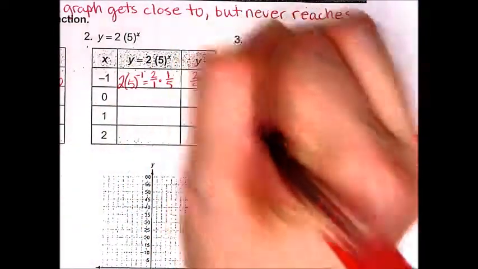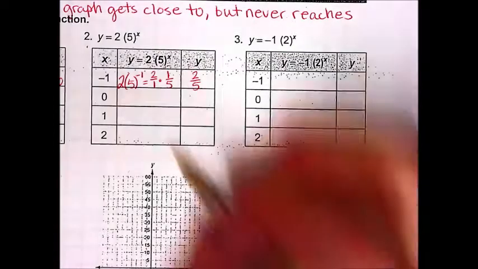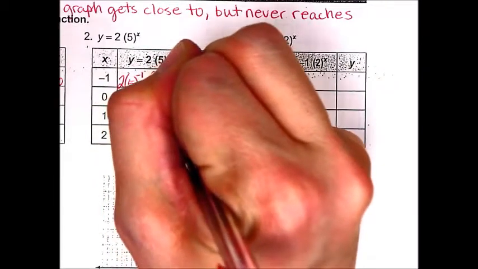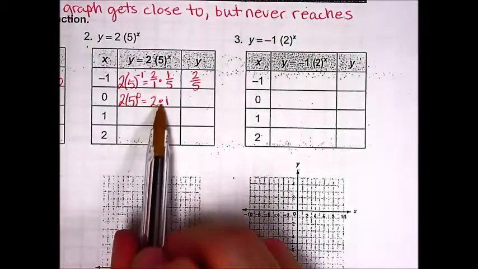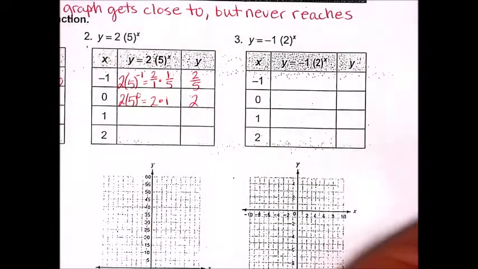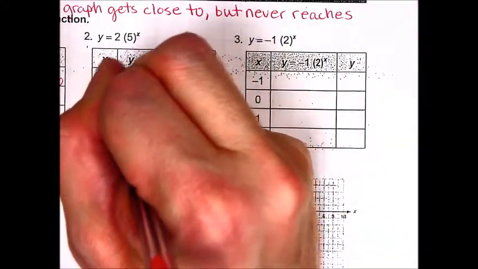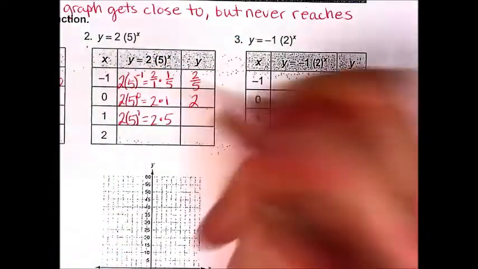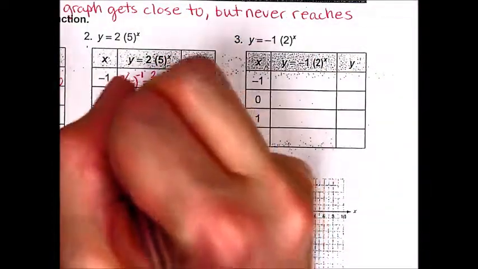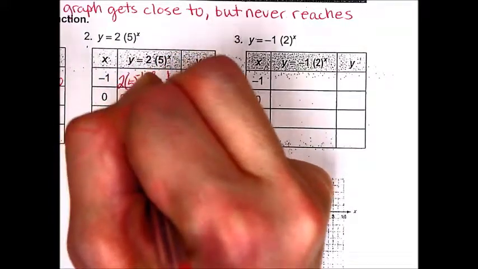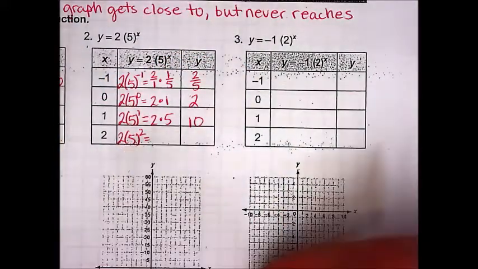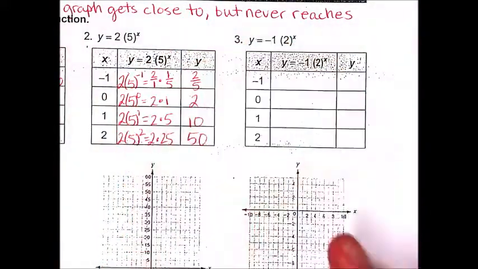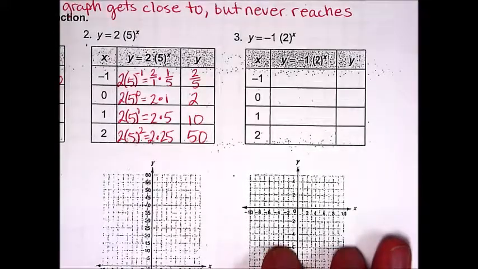This is simply 2/5. Okay, 2 times 5 to the 0 power. Guys, 5 to the 0 power is 1. 2 times 1 is 2. Okay, 2 times 5 to the first. Okay, that would be 2 times 5, which we hope is 10. Okay, 2 times 5 to the second. Okay, guys, 5 to the second is 25. So 2 times 25 is 50. Okay, that wasn't too painful, I hope, right?